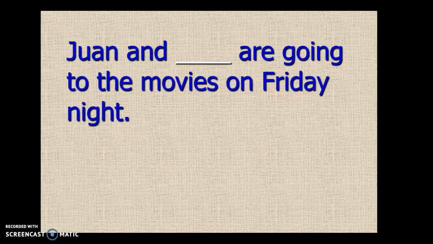Juan and blank are going to the movies on Friday. Would you say Juan and I are going, or would you say Juan and me are going? Okay, let's say that, for example, you have no clue about subjective and objective case pronouns. There's a way to test this to see if you have the correct pronoun. Test it by itself. Would you say I am going or me are going?